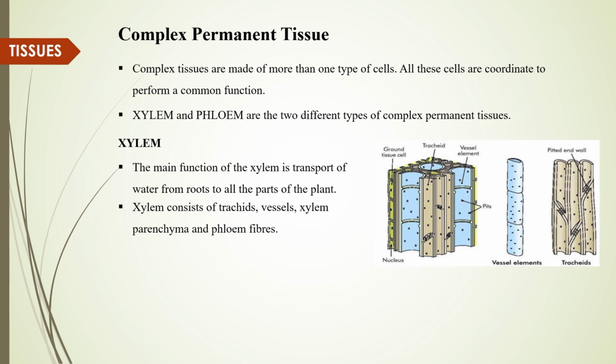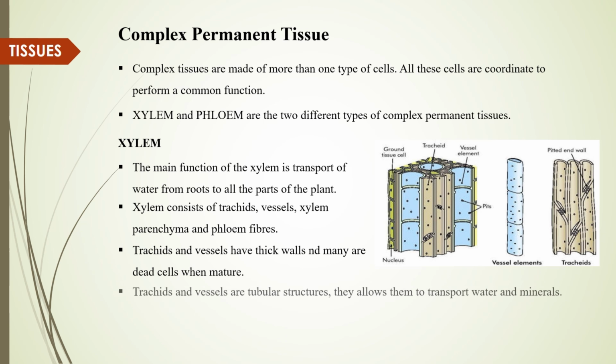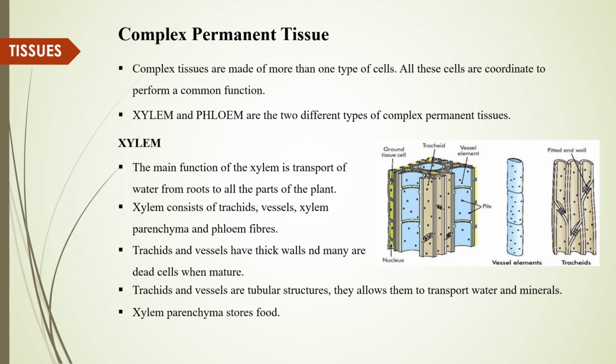Xylem consists of tracheids, vessels, xylem parenchyma and xylem fibers. Tracheids and vessels have thick walls and many are dead cells when mature. Tracheids and vessels are tubular structures. This allows them to transport water and minerals. Xylem parenchyma stores food. Xylem fibers are mainly supportive in function.